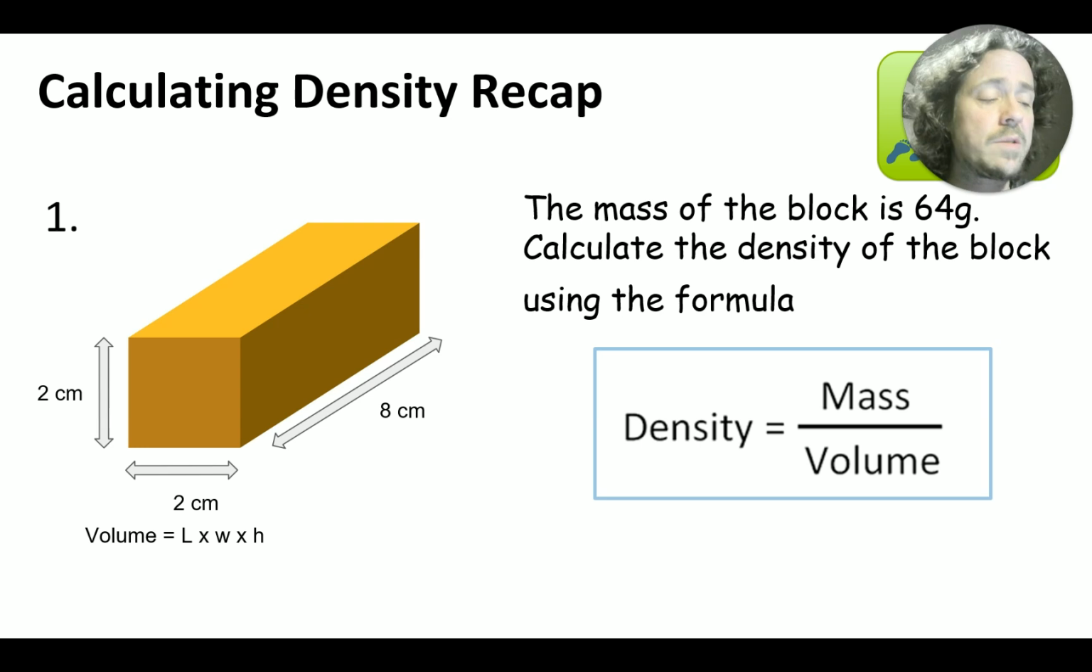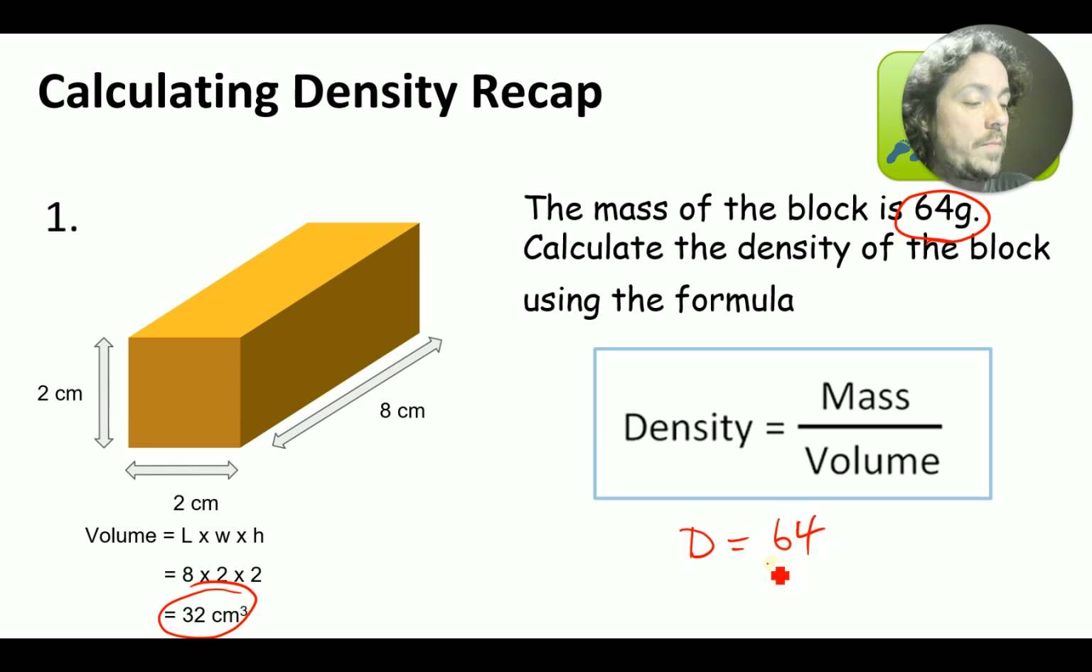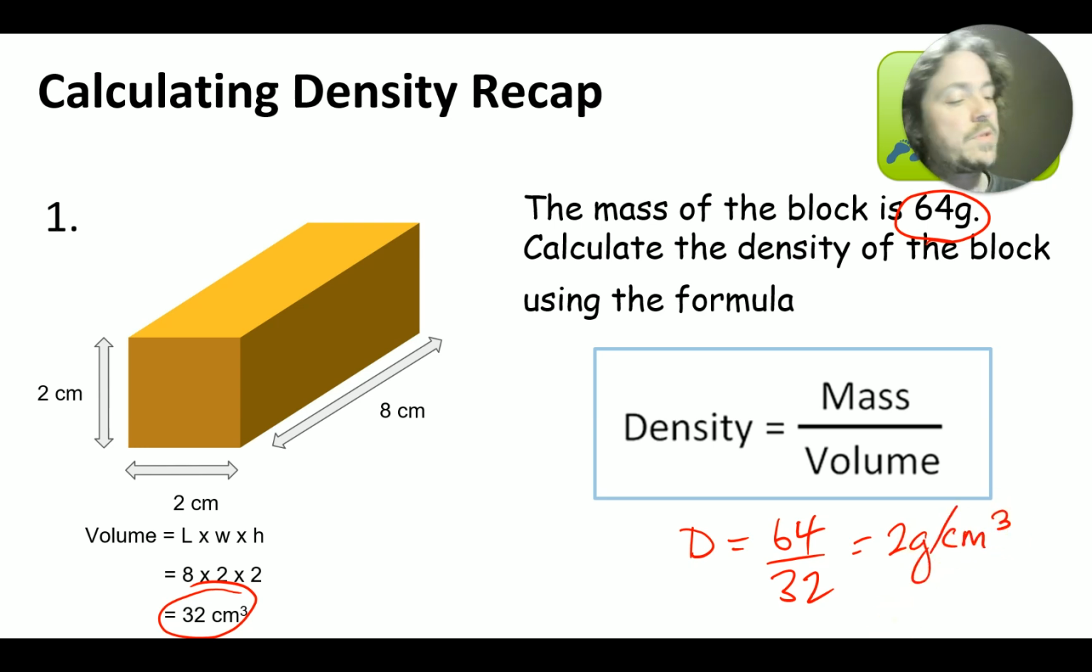Okay, so calculating density recap then. If we wanted to work out the density of an object, let's say we measured the mass on a balance, and we measured the mass to be 64 grams, and we knew its dimensions, and we knew it had a volume of 32 centimeters cubed, then we could just simply do density is mass 64 over 32, giving us 2 grams per centimeter cubed. How do we know it's grams per centimeter cubed? Well, the question gives us the mass in grams, and we've worked out the volume in centimeters cubed, so I know it's going to be grams per centimeter cubed.